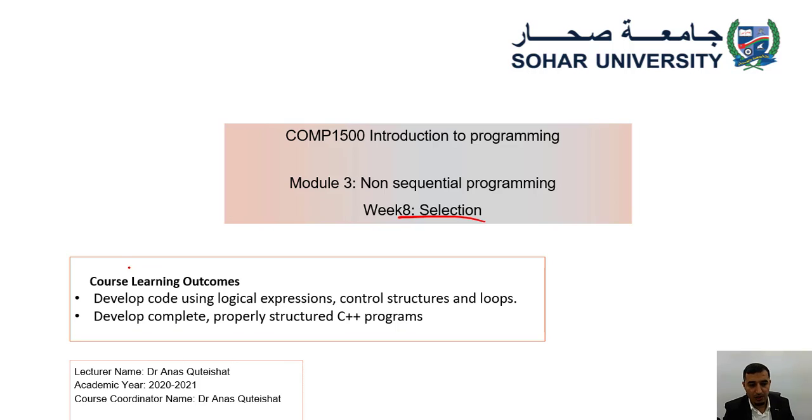So the learning outcomes we are going to cover are to develop the C code expressions, control structures, and loops. Today we are going to talk about the expressions and control structures, and of course now we will be able to at least write a program which is properly structured. So we hope to implement non-sequential programming in this manner.